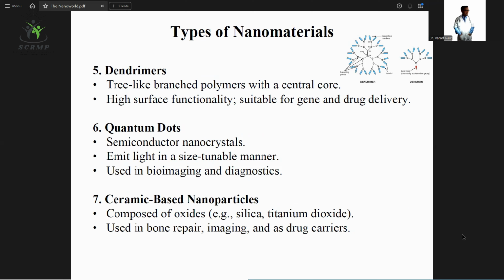And the last thing is quantum dots. What is the meaning of quantum dots? They are semiconductor nanocrystals. They emit light in a size-tunable manner, and since they are semiconductors, they are useful for bioimaging and diagnostic purposes. So this is about quantum dots. Selenium and zinc silicon quantum dots are available in the market. Okay, the same facility, and you can work on this nanotechnology easily.